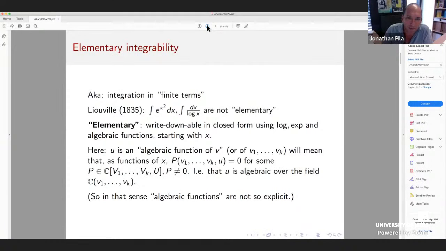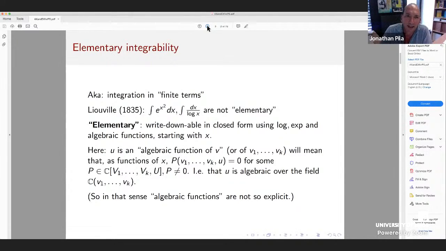Now, by an algebraic function, if I say that u is an algebraic function of v or of some v_i's, I'll simply mean that as functions of x, u satisfies some non-trivial polynomial relation over the v_i's. In other words, that u is algebraic over the field of complex numbers with the functions v_i. And so in that sense, algebraic functions are not so explicit. We don't have explicit names for every algebraic function.